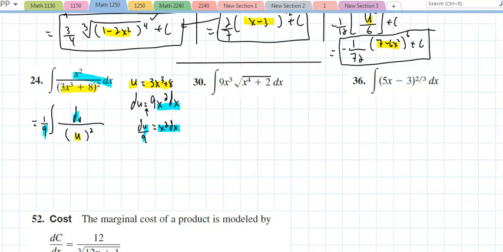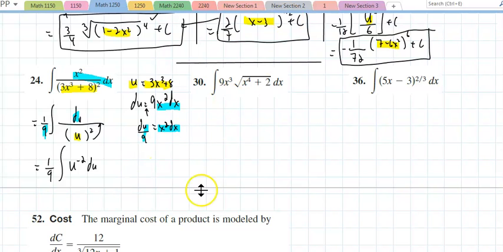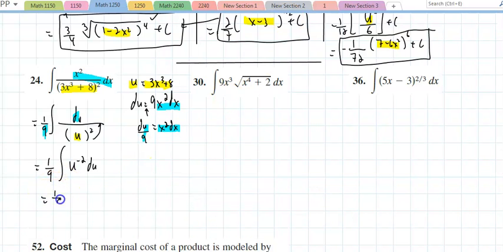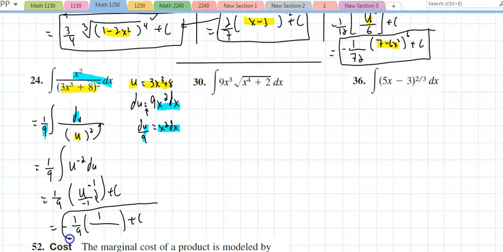And what do you notice happens here? This is 1/9. Don't you move this up? That's u to the negative 2 du. Add 1 to the power and divide by that. That's 1 over 9. Add 1 to the power. That is u to the negative 1 over negative 1 plus c. And wouldn't that be negative 1 over 9? Don't you move this down? And what was u? Again, make sure that you input u back, and there's u. That is 3x cubed plus 8.